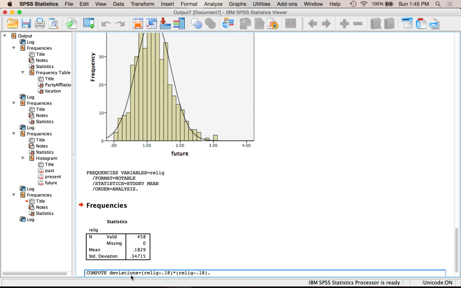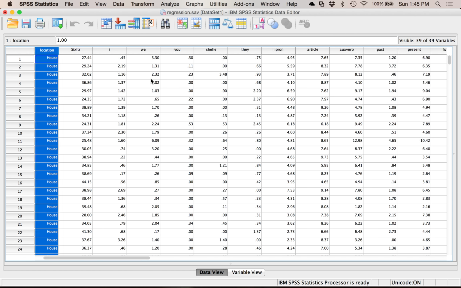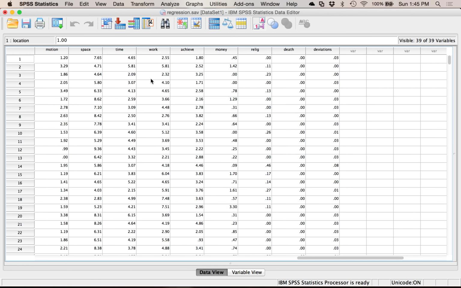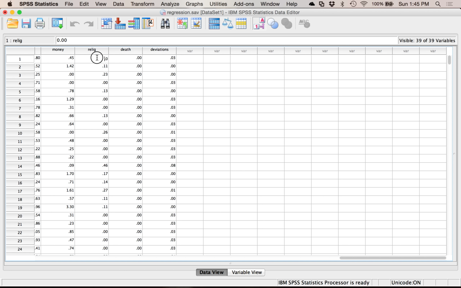So hit OK. If you're looking at the output, it just gives you this cute little line right here. So I'm going to hit the star button, go back to data, go all the way to the end. Now I have the deviations for my religion variable. This is how much each value is different from the mean. That looks sort of odd until you realize that this variable has more decimals than you would think. And remember that they're squared.